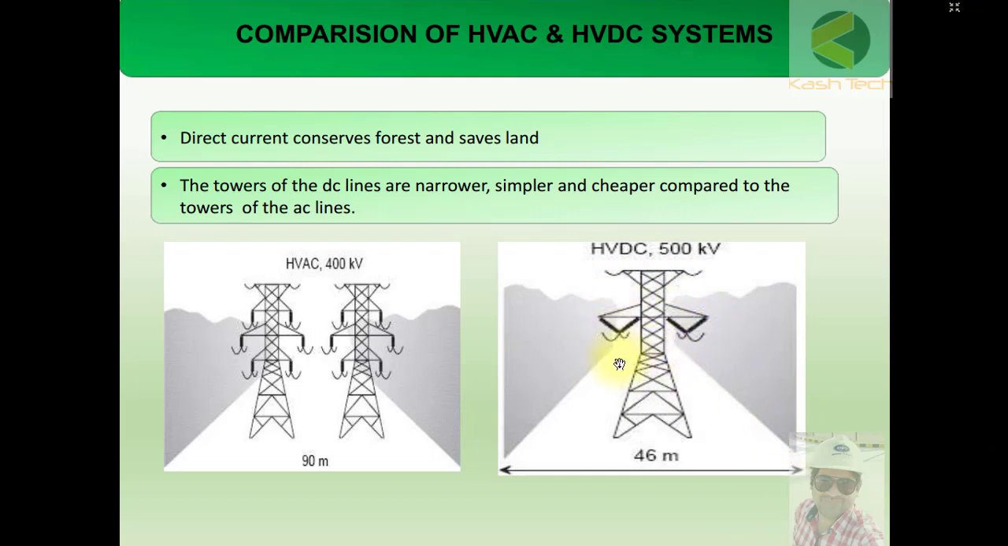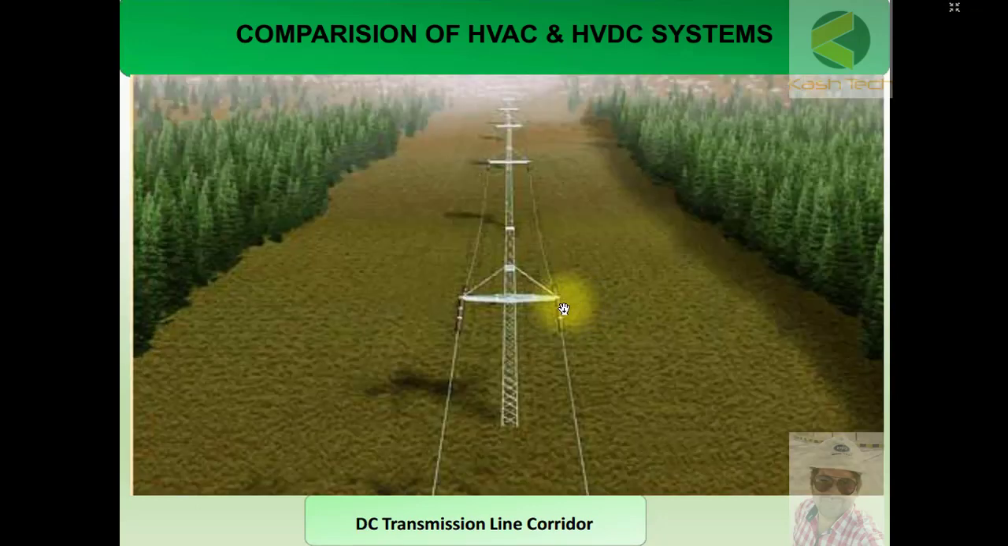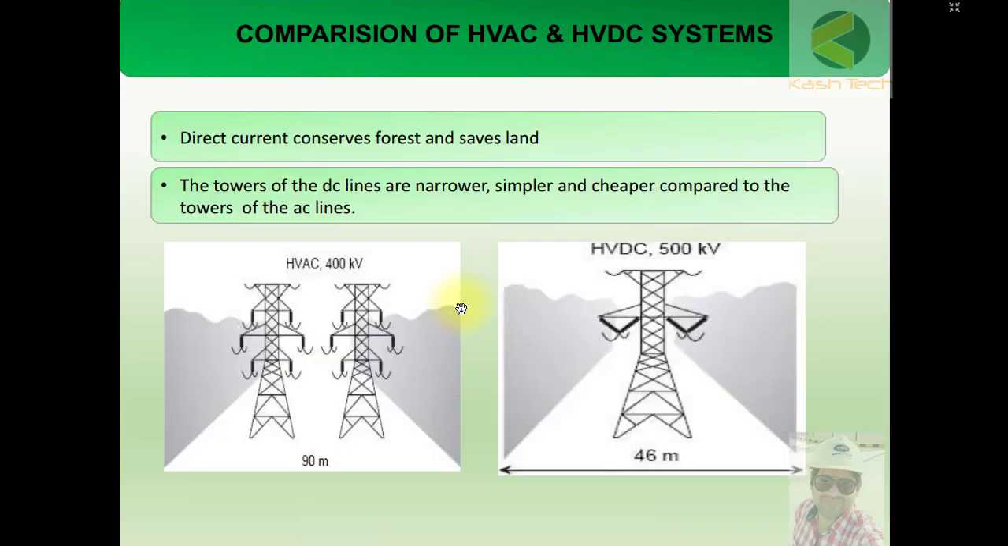Direct current conserves forest and saves land. Here you can see a DC transmission line. You need only one tower because it's at 500 kV, whereas for AC, for the same power, you need two towers. And if there is a jungle here, you need to cut all the jungle, all the trees. Cutting these trees is an additional cost, plus it also has a negative impact on oxygen and nature. So these are the disadvantages of the AC transmission line.